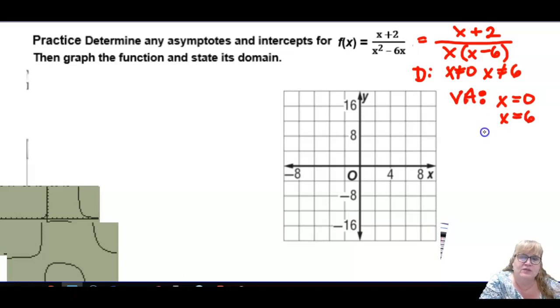I know it seems confusing. You just said they can't equal that, so why are there vertical asymptotes? That's because the vertical asymptotes are boundaries. They're not actually part of the graph, but the equation for the line that is acting as a boundary is x equals 0 and x equals 6.